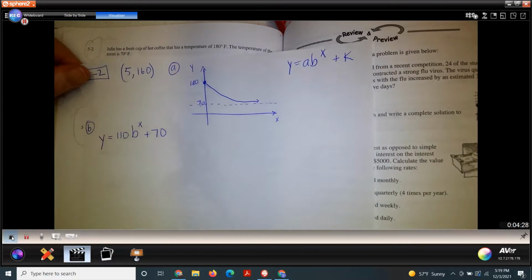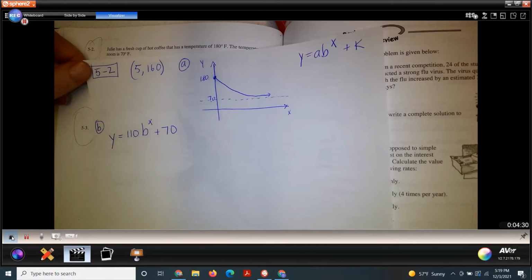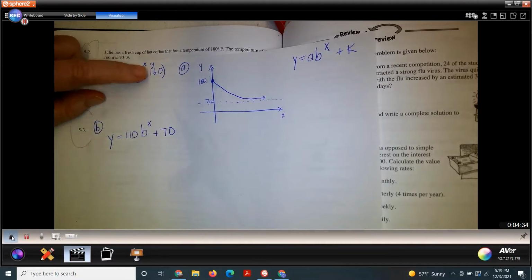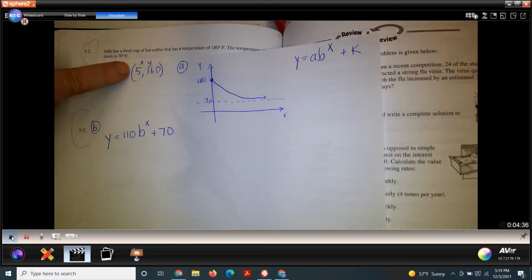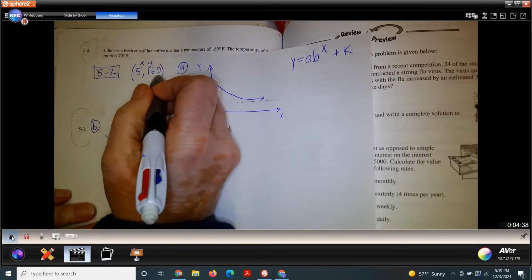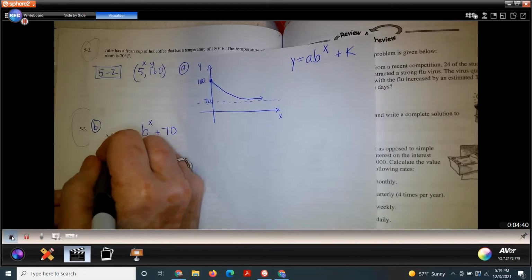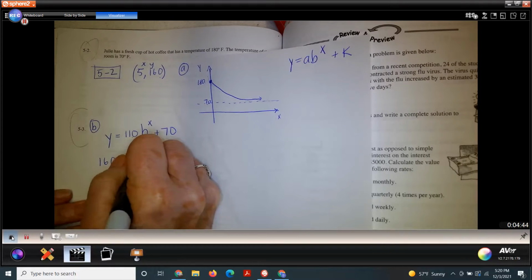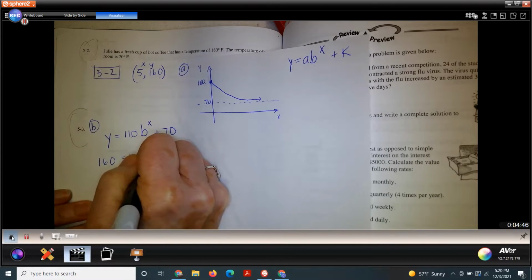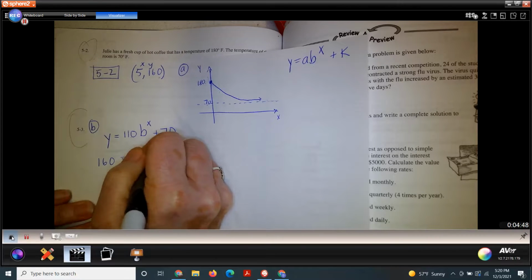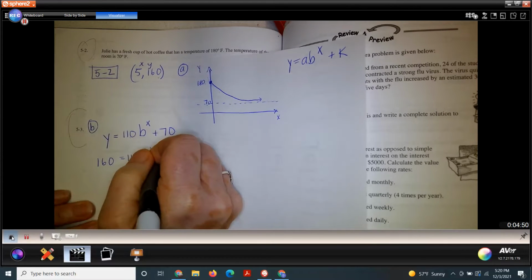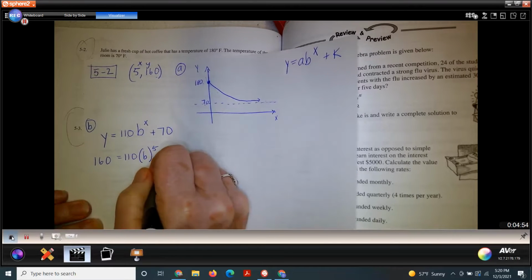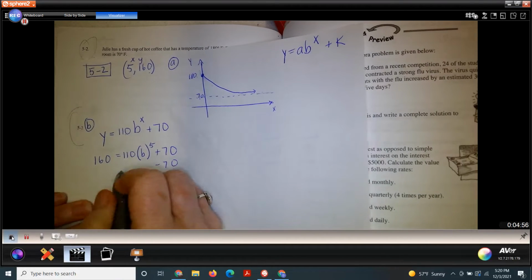We've kind of got this. We want to know what B is, and we can always find B if we have an ordered pair. If we have everything else, then we can just use this ordered pair. So I'm going to plug in. We don't know B yet. We know X is 5. I'm just going to go crazy and start doing a bunch of algebra.